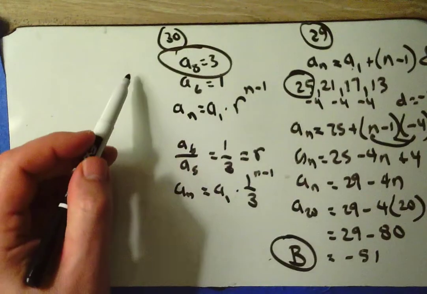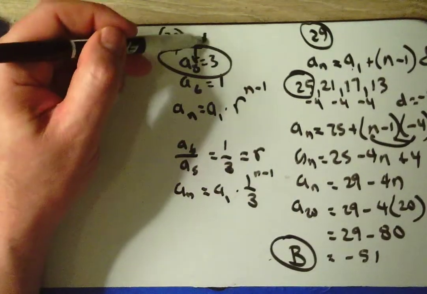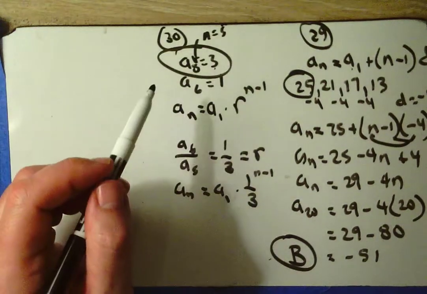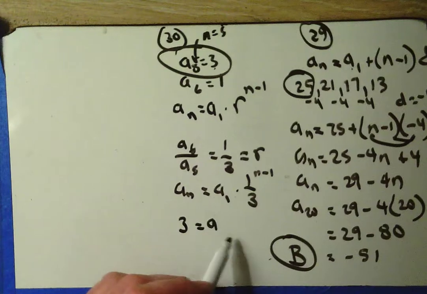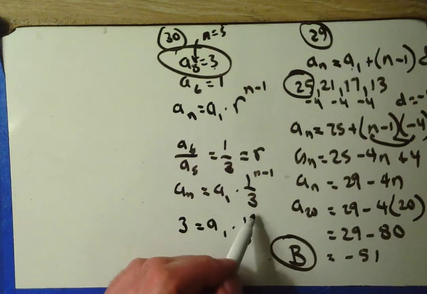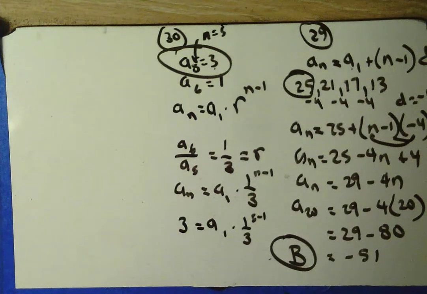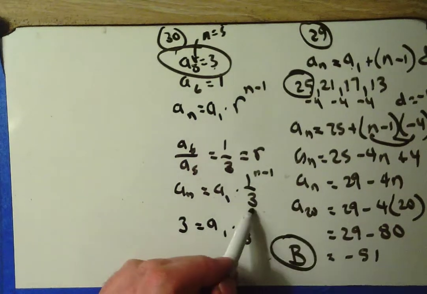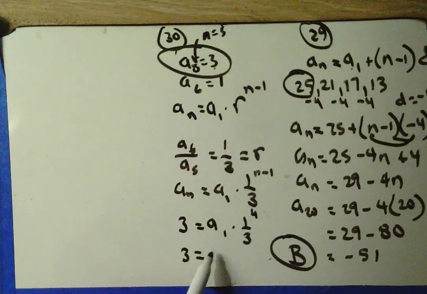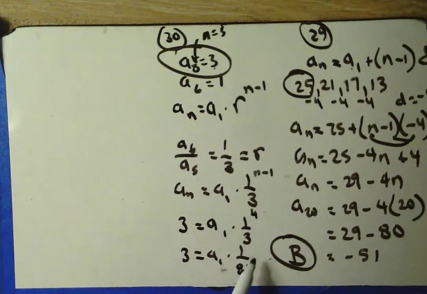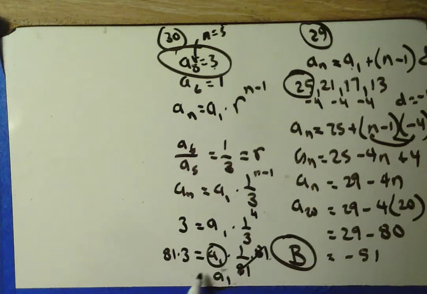Now I'm going to take one of these ordered pairs that I was given, where n equals 5 and a sub n is 3, and plug those values in. 3 equals a sub 1 times 1/3 to the 5 minus 1. Well, 5 minus 1 is 4, and 1/3 to the 4th is 1 over 81. So 3 equals a sub 1 times 1 over 81. If I multiply both sides by 81, I can get a sub 1 by itself, and I see that a sub 1 is 243, which is why K is my choice for number 30.